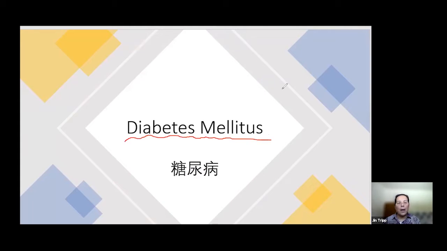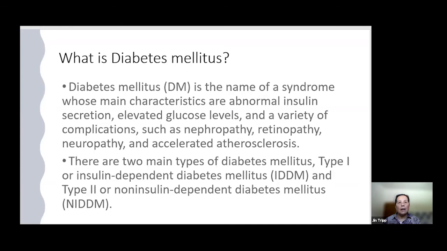Diabetes mellitus, usually we just use the short name diabetes, is a pretty common illness. Lots of people have this illness. So what does diabetes mean? Diabetes basically means people have a disorder of the endocrine system. Their glands couldn't secrete insulin.